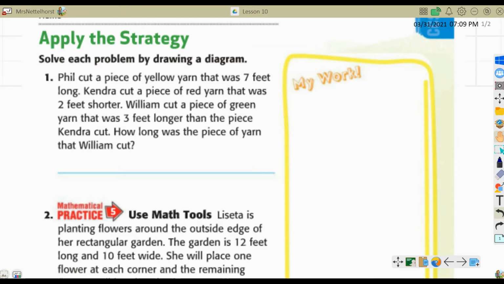Okay, so Phil has yellow yarn that's 7 feet. Kendra has a piece of red yarn that's 2 feet shorter, which means we're going to have to subtract. And William cut a piece of green yarn that was 3 feet longer, which means we're going to have to add, than Kendra cut. So how long was the piece of yarn that William cut? So I'm going to go ahead and draw 3 pieces of yarn. So we need a yellow piece of yarn.